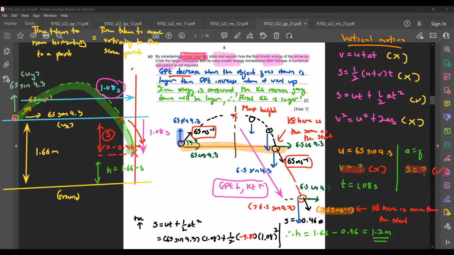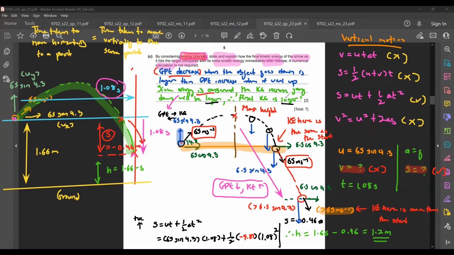I have to make use of the fact, first identifying that my GPE decrease when the object went down is actually larger than when it went up. So since energy must be conserved here, meaning to say KE converted to GPE, sorry. Since energy is conserved here, this refers to the fact that GPE is converted to KE and KE is converted to GPE. Since energy is conserved, the KE increase going down will be larger. Therefore, final KE will be larger.